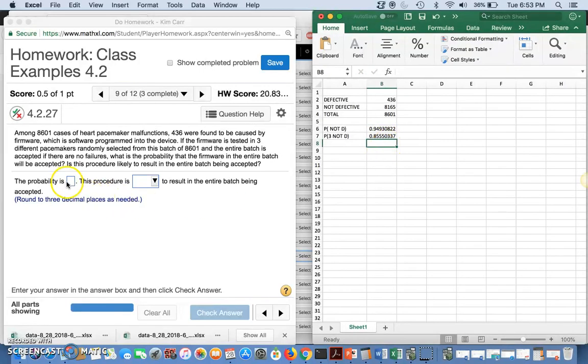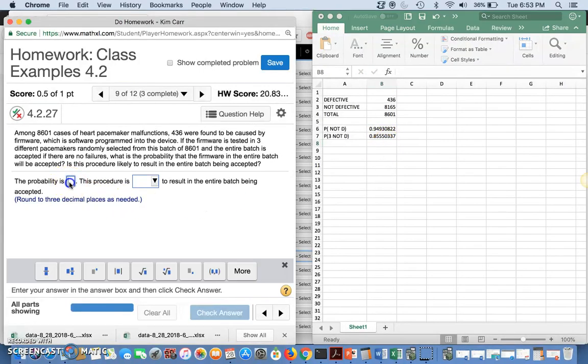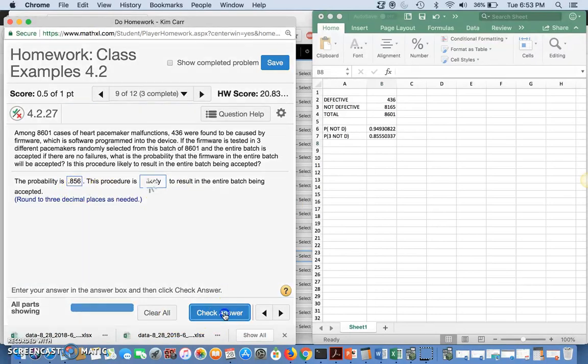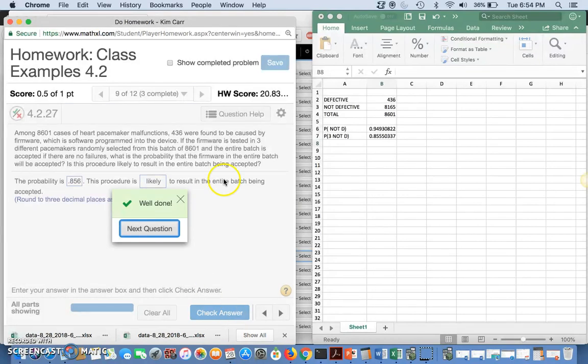Okay, now this is our probability that we're going to answer with, and that's 0.856. So the procedure is likely to result. That's relatively high. It's likely to result in the whole thing being accepted.